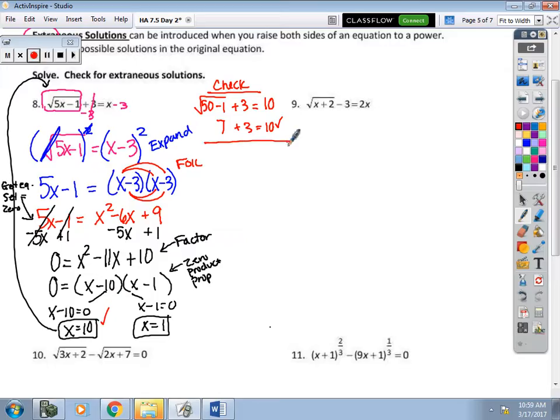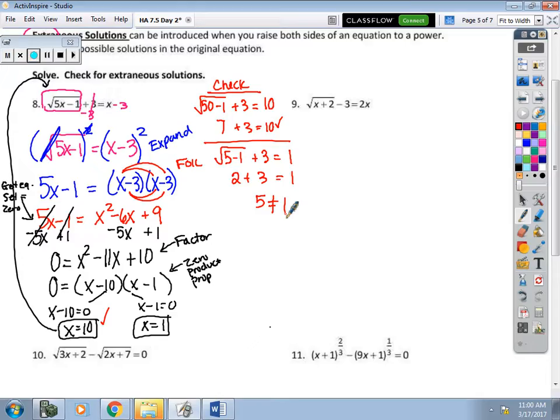Okay, to check the next one, we're going to plug in 1. So I'll get 5 times 1 is 5, minus 1, plus 3 should equal x, which again, x is 1. So 5 minus 1 is 4. The square root of 4 is 2. And 2 plus 3 is 5, which does not equal 1.